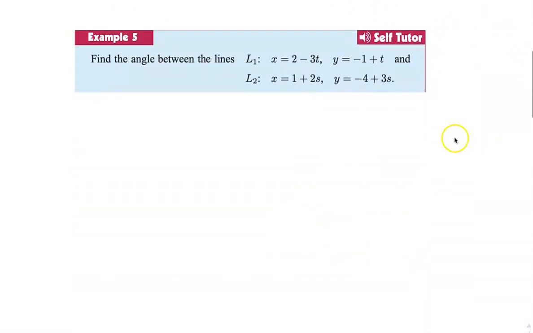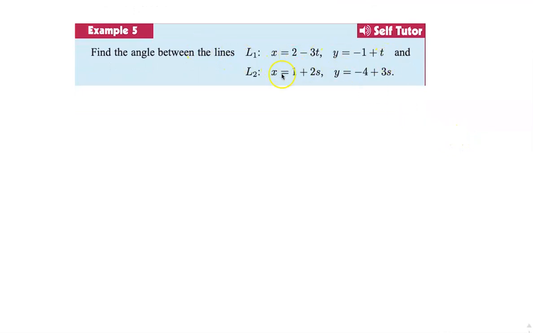So let's go here. Find the angle between lines L1 and L2. So usually when I find an angle between lines, I like to rewrite it first. So my L1, let's write it in vector equation form. Now see this is in parametric form, we're going to rewrite it in vector equation form. So my x's are 2 and negative 3, and my y's are negative 1 and t. So negative 1 is my constant, that's going to go with my initial point, and then this is my direction vector.